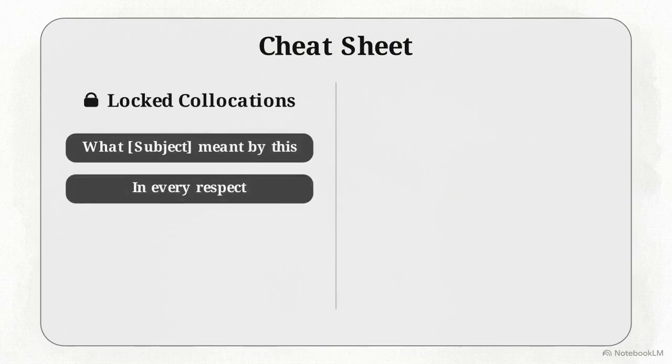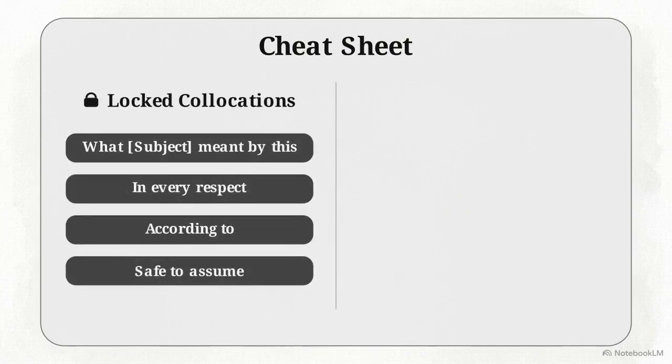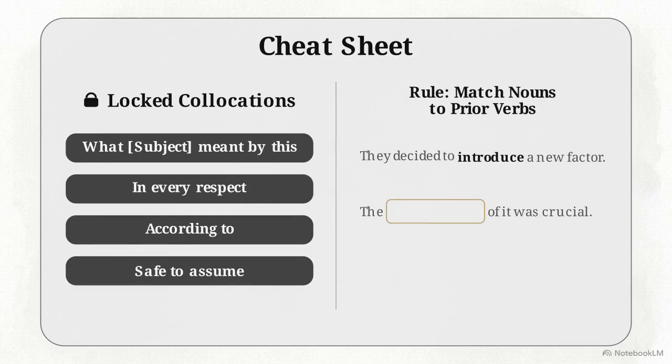Let's extract the core collocations we use today into a cheat sheet for you to memorize. Lock these in. What he meant by this, in every respect, according to, and safe to assume. And add our final rule, match nouns to prior verbs. Whenever you're stuck on a noun, scan the text backward for the action that created it.